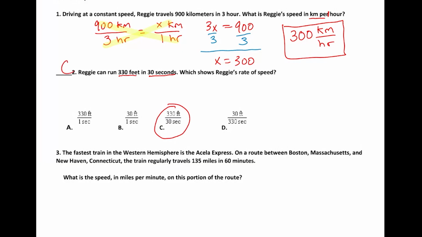Now, you could imagine a similar question might be something like, well, how many feet per second would that be? In which case you divide both of these by 30 and get 11. So this would be the same thing as saying 11 feet per second. It doesn't ask you to do that, but I could definitely imagine a problem that would.